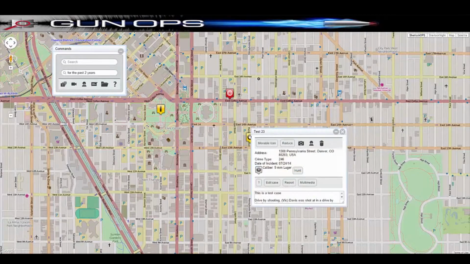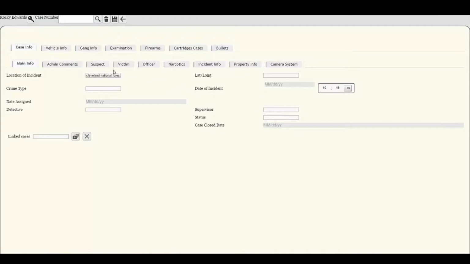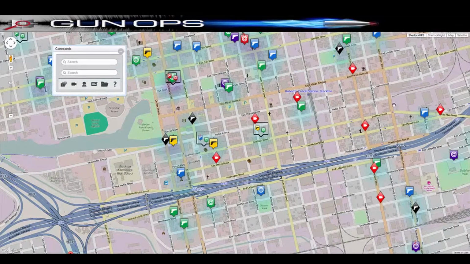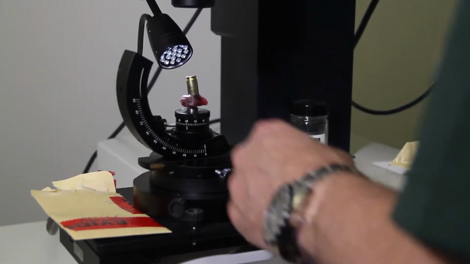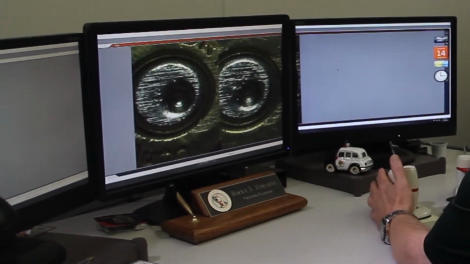GunOps provides a web-based solution to an agency so law enforcement personnel can use that information GunOps provides to suit their individual needs. GunOps was designed specifically to work with or without current 3D imaging systems. It can stand alone or connect directly to at least one of the 3D cartridge case and bullet systems available to law enforcement. Not all police agencies have their own imaging systems.